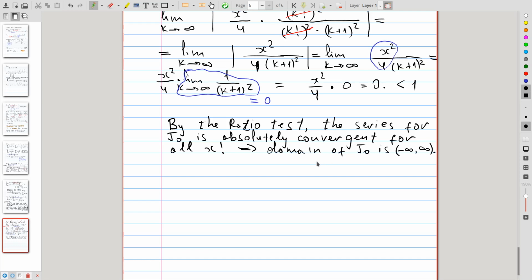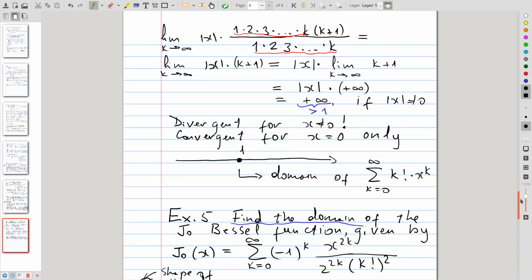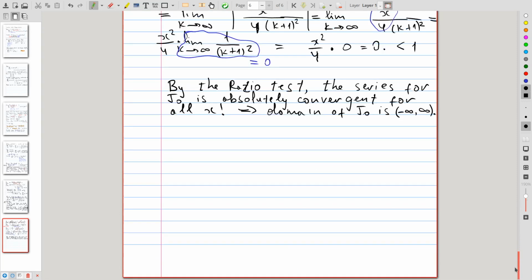And so this completes this final example. And so we see that unlike in the previous two cases, our domain here is just the entire number line. So if we were to visualize it, we would get everything that we can see on the number line. So that's the domain of J0.